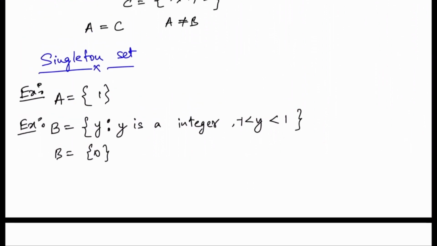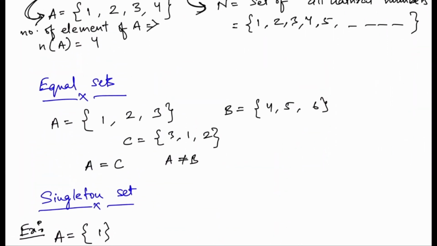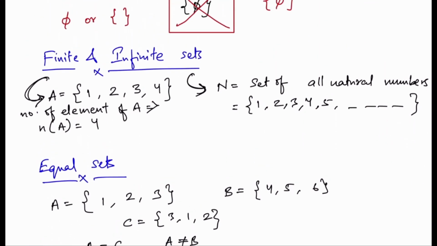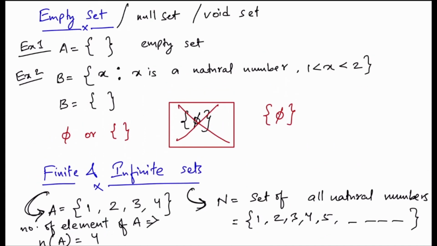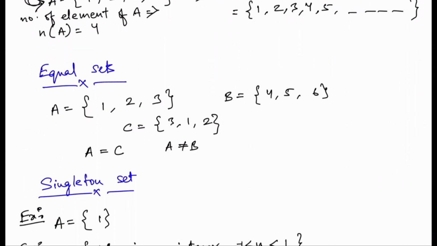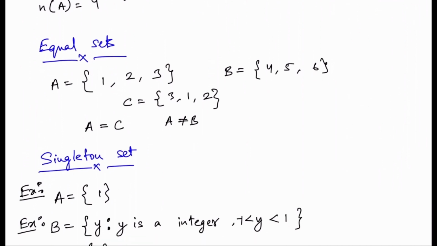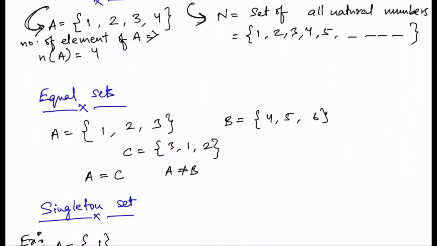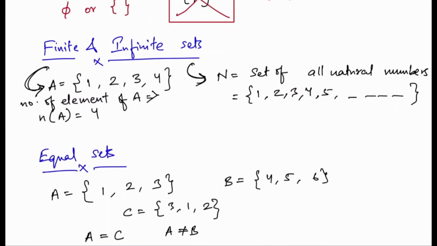Whatever set is given to you, we have to first identify its roster form. Then we can compare and identify whether it is an empty set, a finite or infinite set, whether sets are equal sets, or whether the set is a singleton set. After converting to roster form, we can identify which of the above the set is.